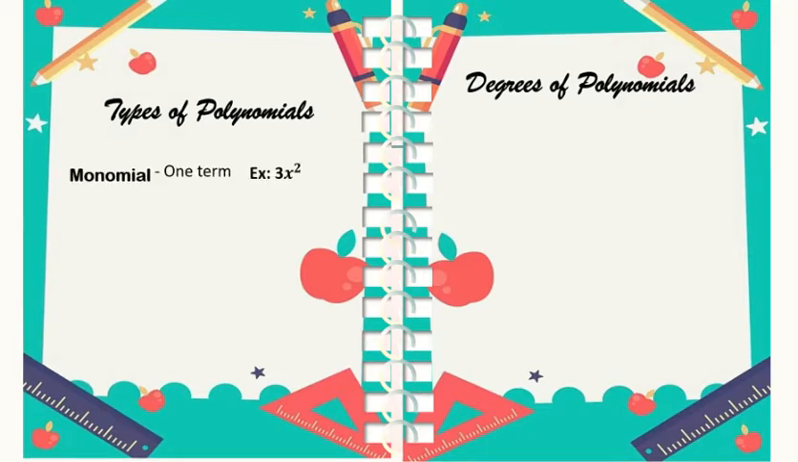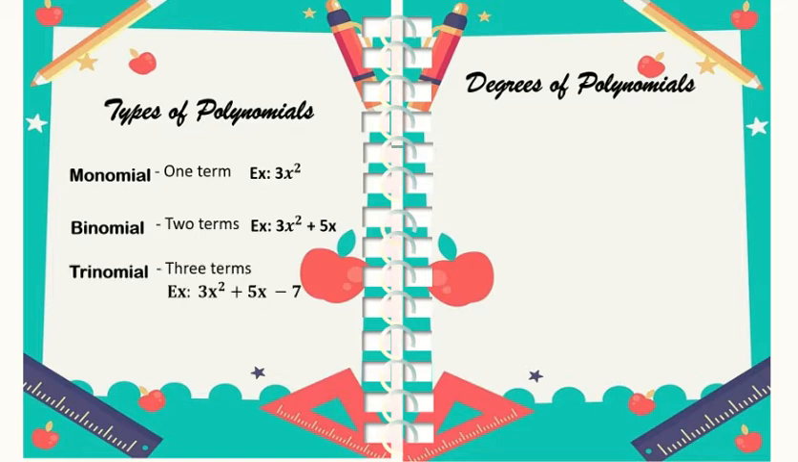What are the types of polynomials? We have monomial, one term, 3x squared. Binomial has two terms, 3x squared plus 5x. Trinomial has three terms, 3x squared plus 5x minus 7. And if it has many terms, it is called polynomial, the generic term.